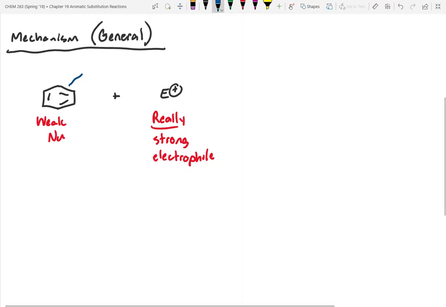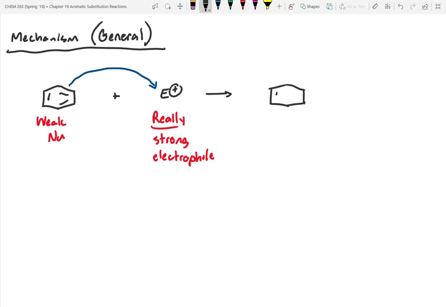Okay, so in our first step, what we're going to do is have one of these pi bonds attack our electrophile. We know those pi bonds can be weakly nucleophilic. However, it's not super happy doing this reaction. And when you do this, you end up with a positive charge on your ring. You end up with a covalent bond to your electrophile. And if you notice, we've destroyed aromaticity.